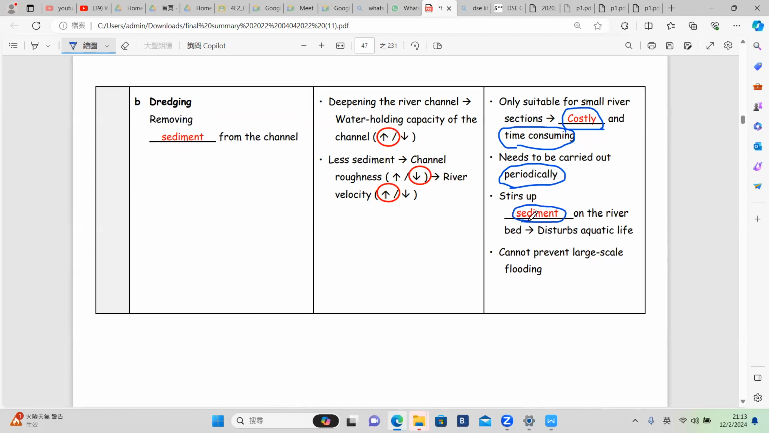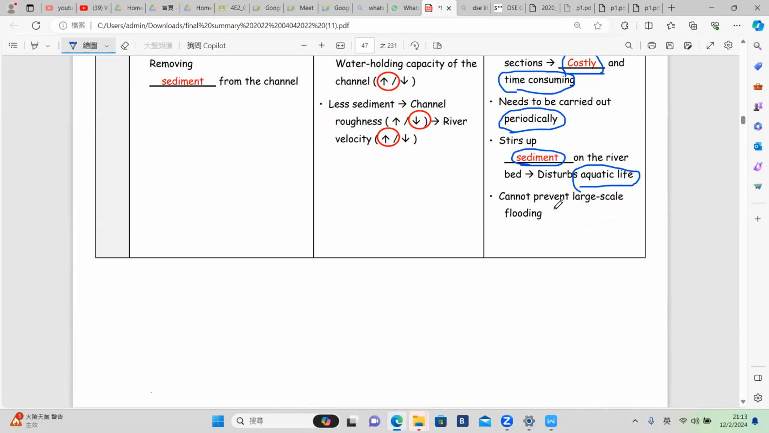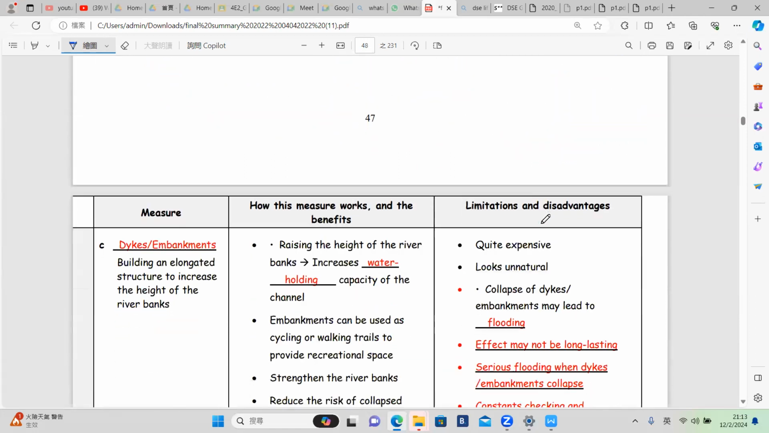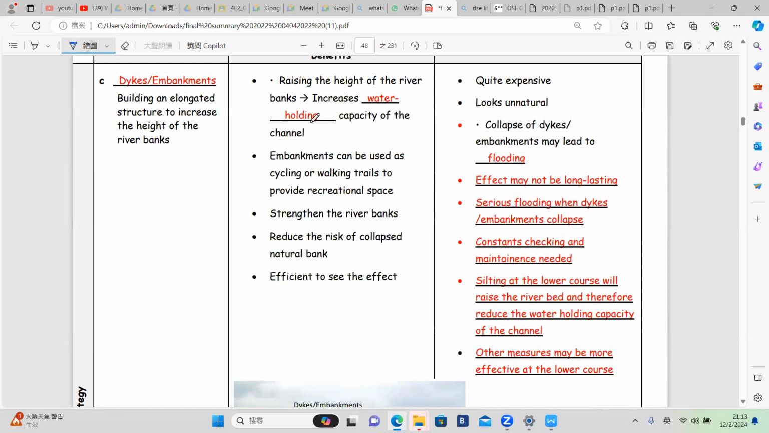Stir up the sediment. Then also destroying the aquatic life. Actually, after all, it cannot prevent large scale flooding. How about dike? Again, no matter what kind of artificial river work, they are all increasing the water holding capacity.